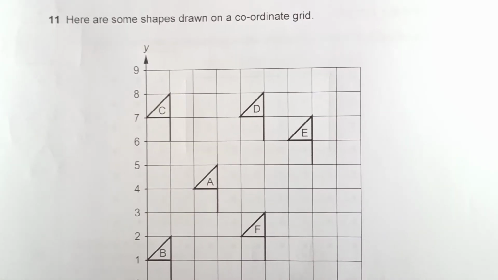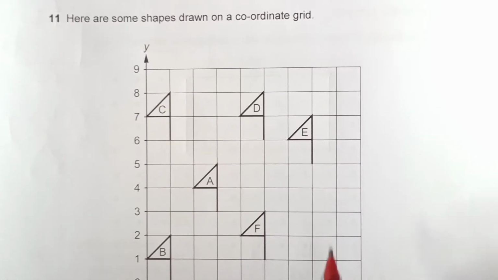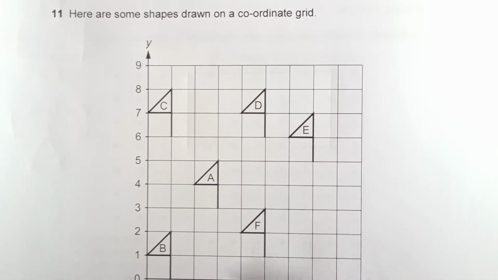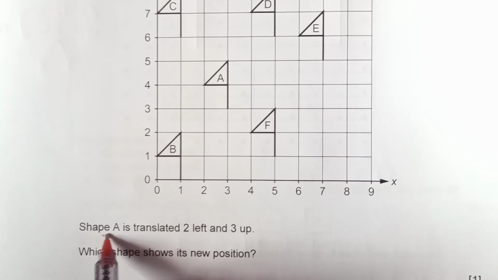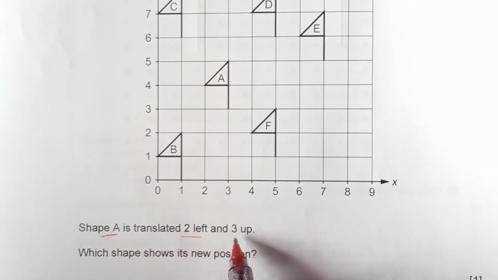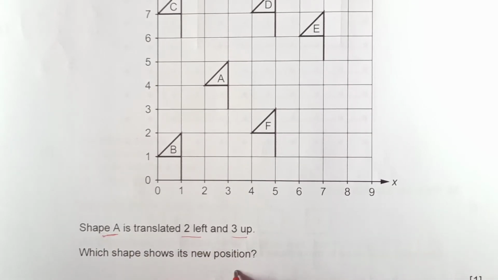Number 11. Here are some shapes drawn on a coordinate grid. You can see these shapes here. Let's see what's the question. The question is, shape A is translated 2 left and 3 up. Which shape shows the new position?